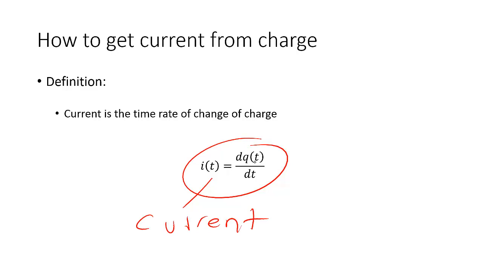What's important is this is a derivative, so we consider this to be a continuous quantity. I'll use the shorthand CTS to mean continuous. It's a continuous quantity and it can be differentiated with respect to time, and that produces this flow of current, and the unit is amps.